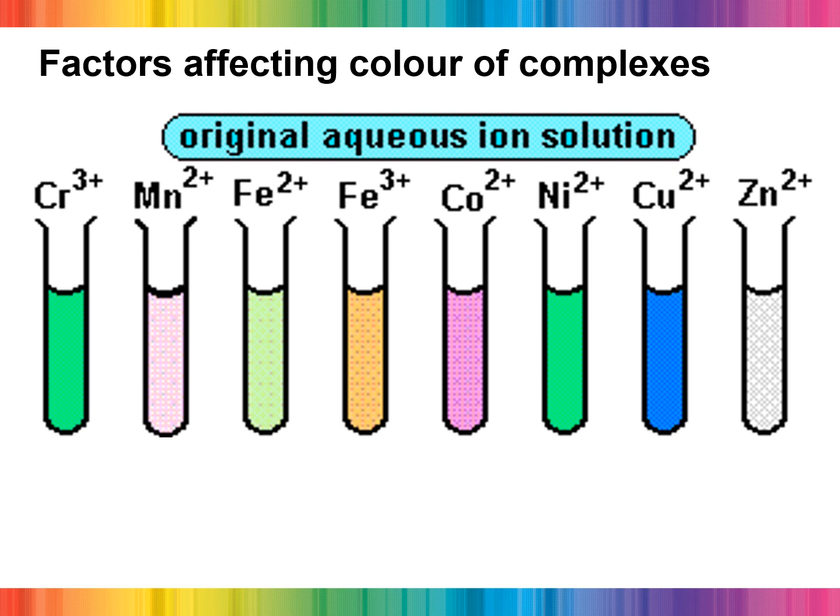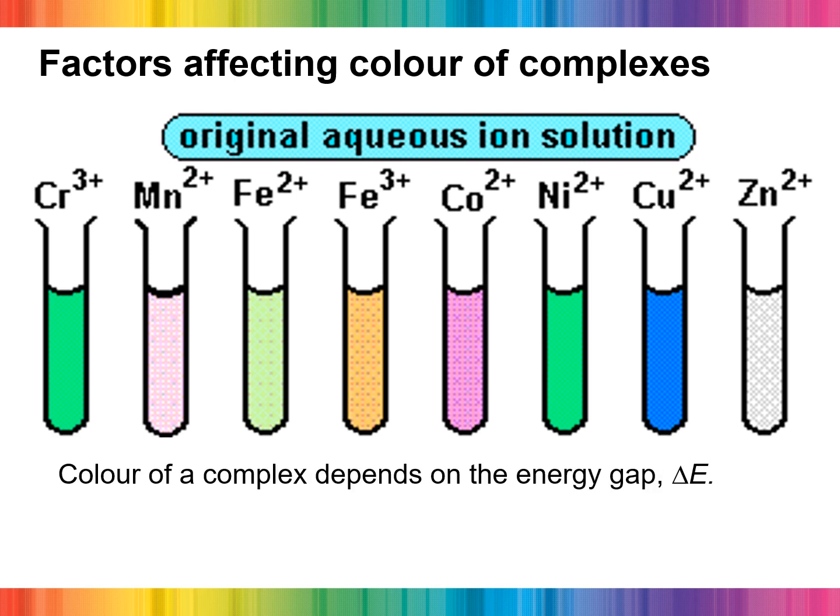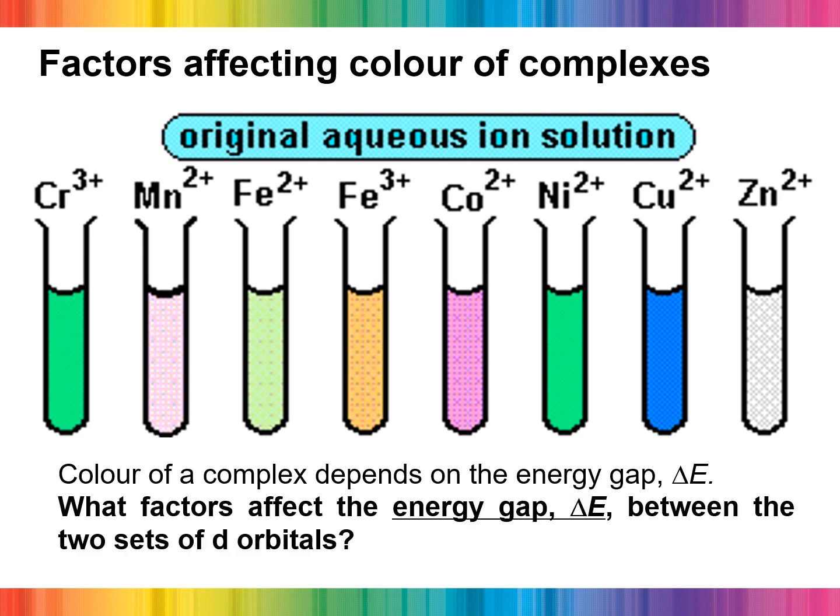Now we will go into learning about the factors that affect the colors of the complexes. The very first one is that the color of the complex depends on the energy gap, and hence, what kind of factors can affect the energy gap between the two sets of d orbitals. You can see that the ion itself, let's say everything is all water ligand, that's the constant now, the different metal ions can actually contribute to the variety of colors alone. So you can see one of the factors there.